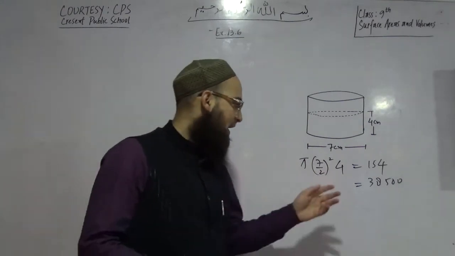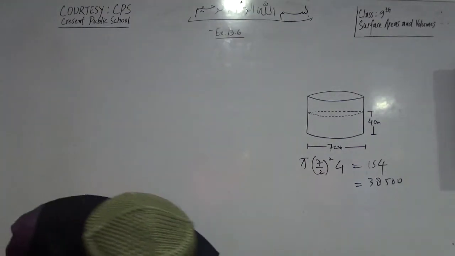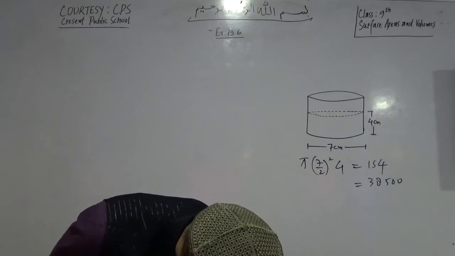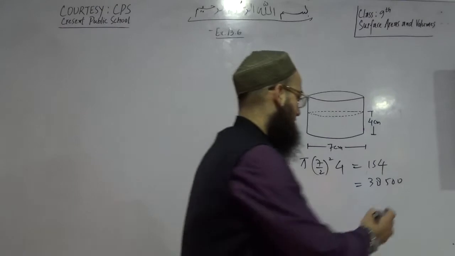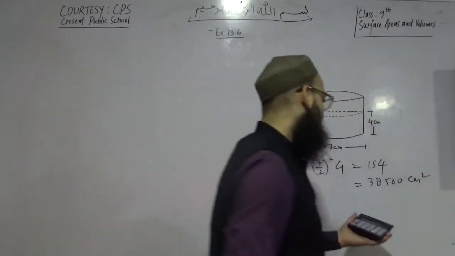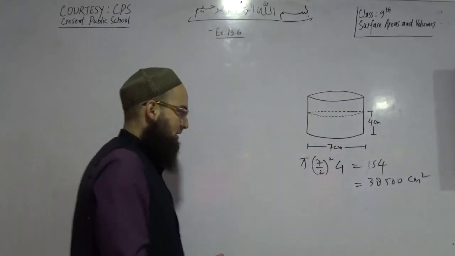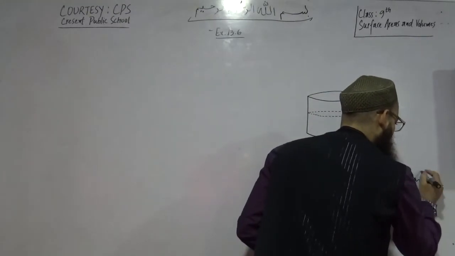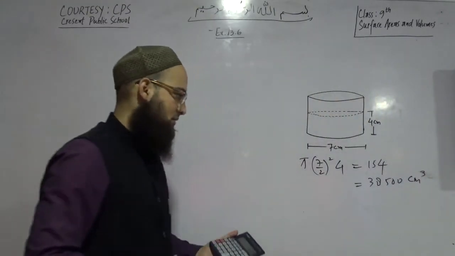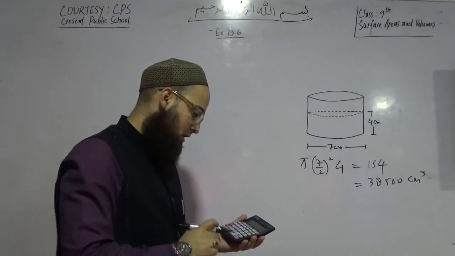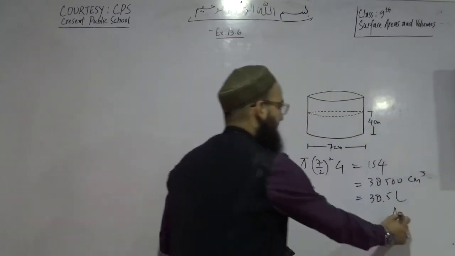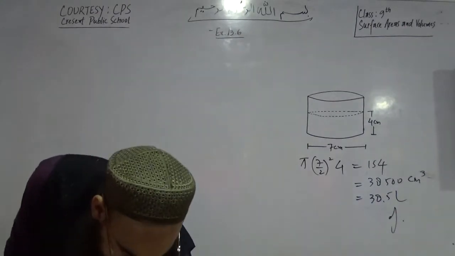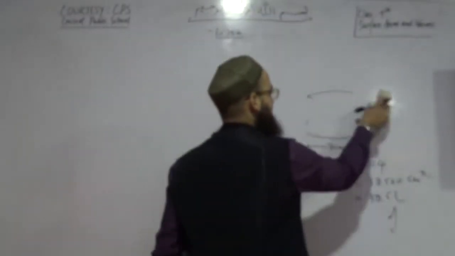So 38500 centimeter. Sorry, this is cubic centimeter. Or you can go in liters. You know the conversion. Go in liters, divided by 1000. So you have 38.5 liters, and that's your answer. But it's a simple one.